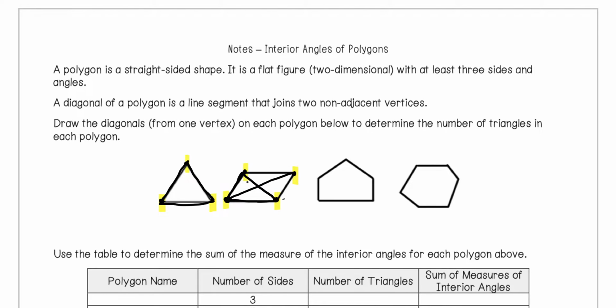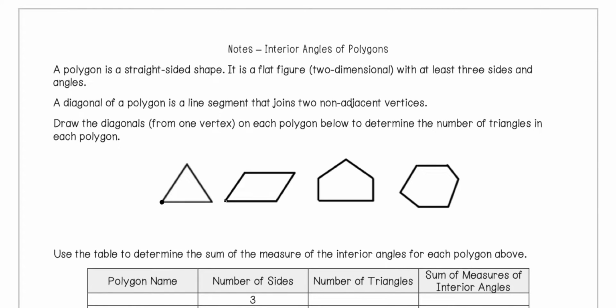we can draw. So we're going to draw the diagonals in each of these shapes, but only from one vertex on each of these polygons to determine the number of triangles that are really hiding inside of each of these shapes. So in a triangle, if I start at one vertex, I can't connect it to another vertex without already being on a side. So there's only one triangle in a triangle.